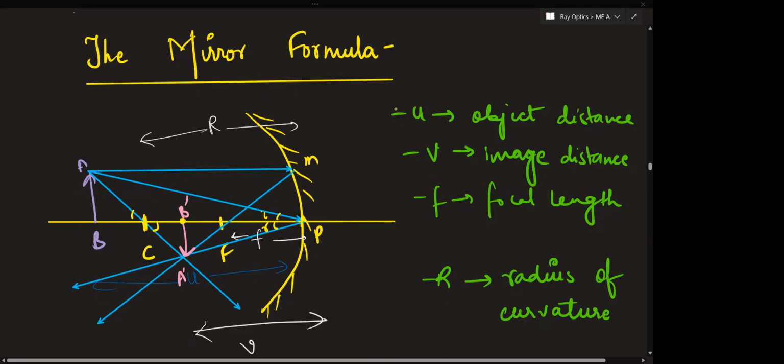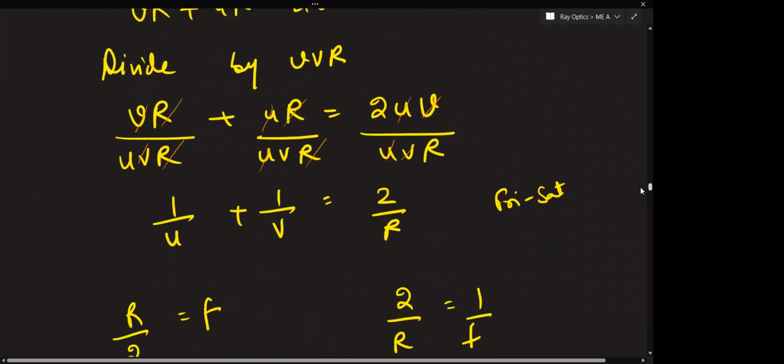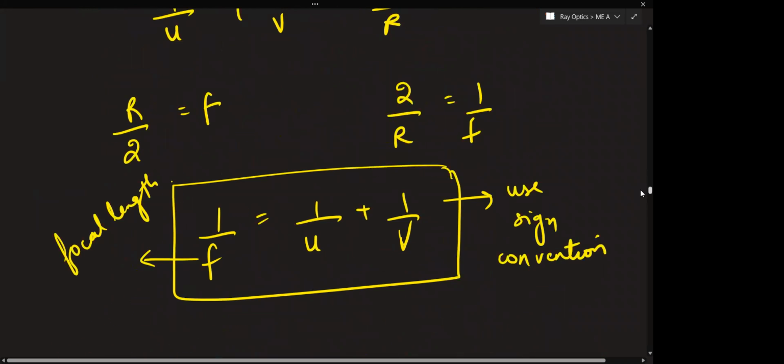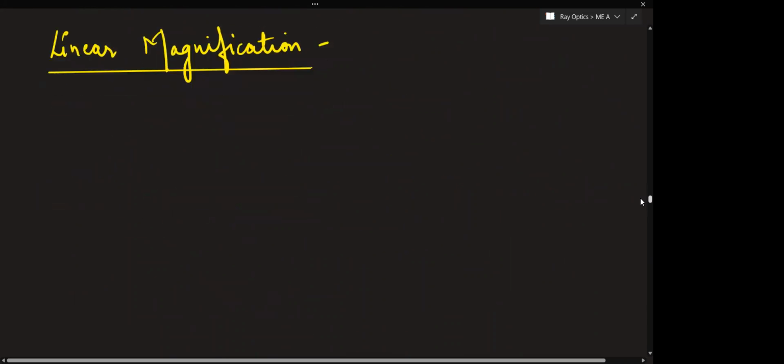See, the mirror formula was simply 1 by f is equal to 1 by u plus 1 by v, right? Where you have to put in the sign conventions. One more thing that was left and yet to be discussed was linear magnification. All these points we had done, we divided by uvr to obtain this final equation, and here you have to use the sign convention. One topic that is left is linear magnification.